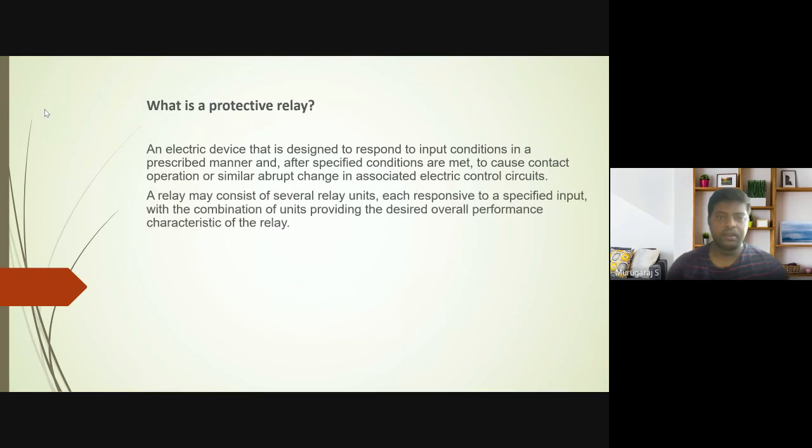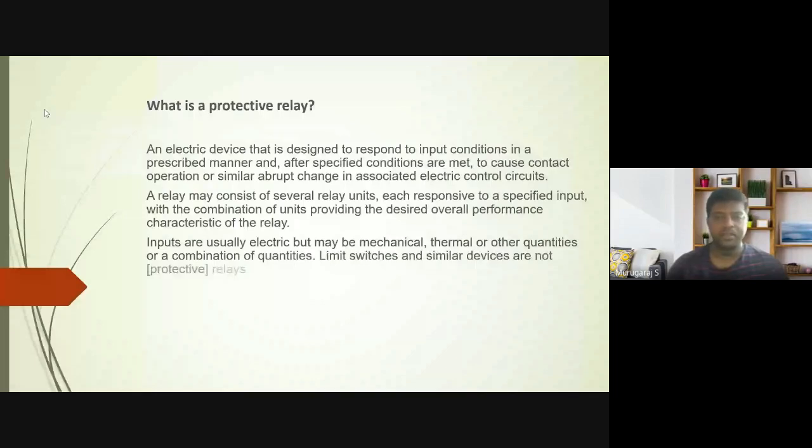So it will sense a lot of inputs, be it electrical or mechanical or thermal, whatever form. It will take those inputs via some limit switches, some sensors, some relays. Those inputs will be taken to a device, and that device will process those inputs, and at an appropriate time it has to trip the mechanisms and save the human or save the machines. So that is the main objective of the protective relay.